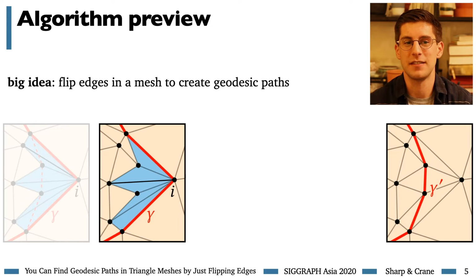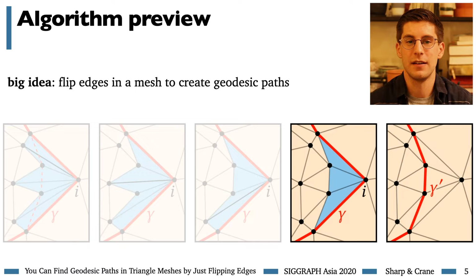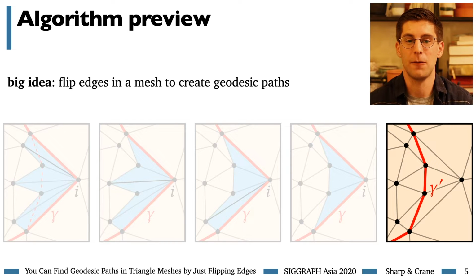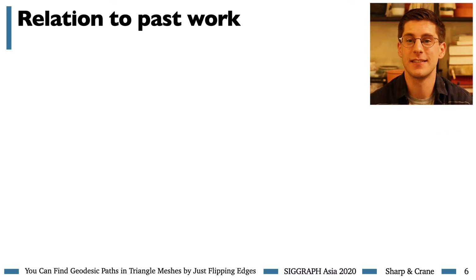Remarkably, this can be done with a simple sequence of edge flips. After the flips, we just slide the curve over to be a new, shorter version of itself. Applying this procedure repeatedly eventually yields a geodesic. We show that this procedure always works, even on curved surfaces.